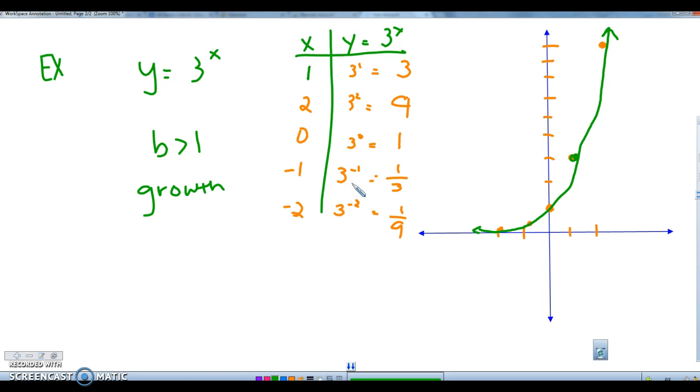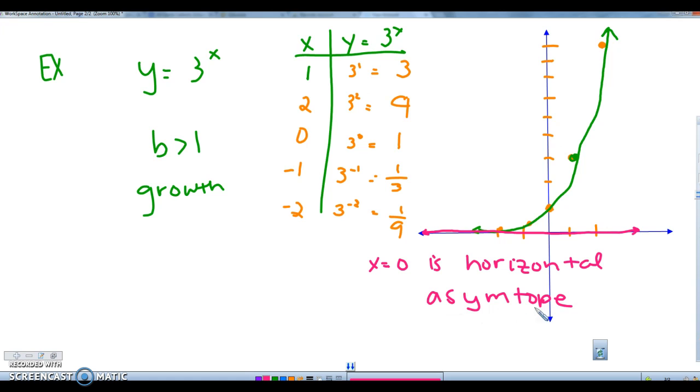Notice it never is going to ever hit 0. There's this line here. It'll approach 0, but it'll never really hit the 0. And since it never touches that line, it just gets really, really close, we'll call that a horizontal asymptote. So asymptote is a good word to learn. And the exponential functions we'll talk about today have horizontal asymptotes. There are also vertical asymptotes. We'll get to that as well at some point.